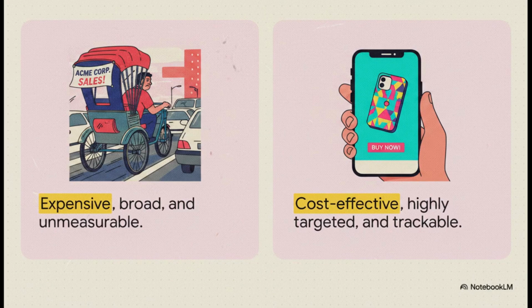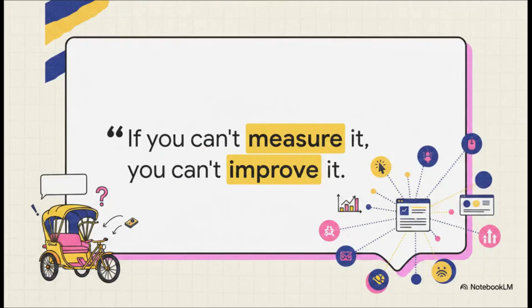But digital marketing, it's incredibly targeted. If you're selling a specific mobile phone cover, you can show your ad exclusively to people who are currently holding that exact model of phone in their hands. How wild is that? And that leads us straight into this golden rule of business.